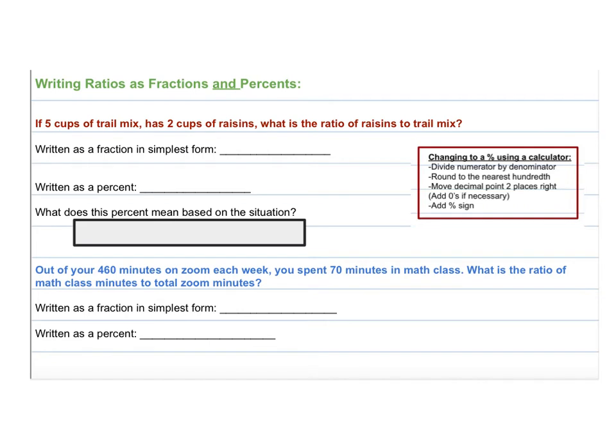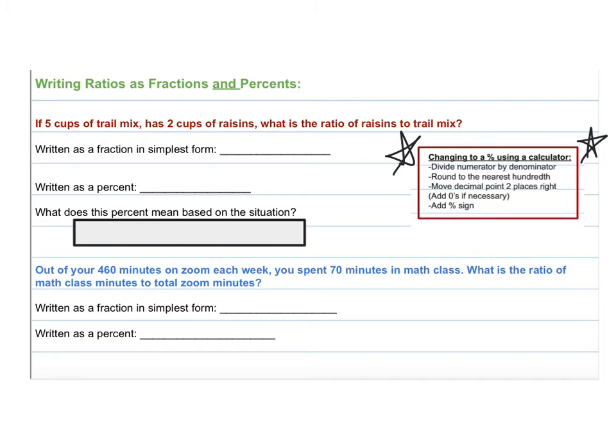Okay, so now we are going to learn how to write the ratios as fractions and then how to turn those fractions into percents. We can now use calculators for this unit. So this box over here tells you how to change the fraction to a percent on the calculator. So we'll use that when we get to those problems.